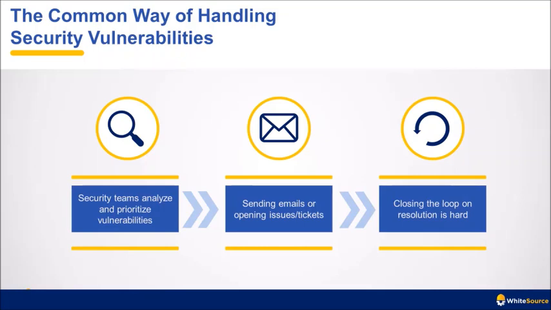So basically it goes like this. The security teams analyze and then prioritize the vulnerabilities. Let's say that they actually look at it, because that doesn't happen everywhere. The security team will get a list of all the vulnerabilities from scanning tools, dependency scanning. Then basically they will send emails or open Jira tasks for the developers to actually remediate the vulnerabilities.